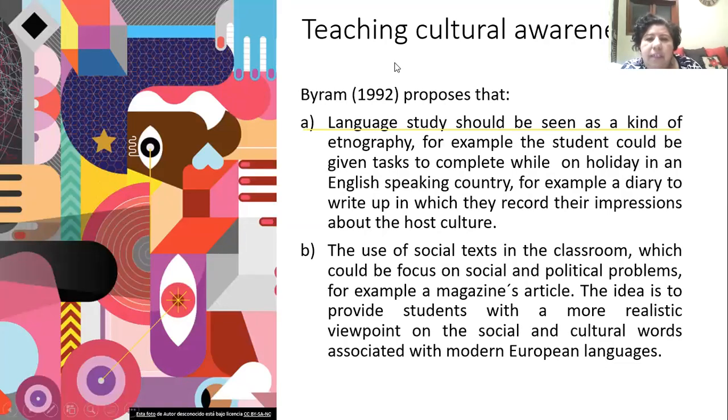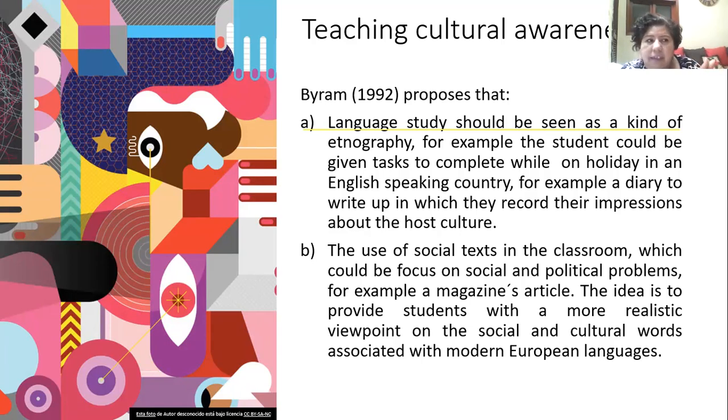We'll continue with this element. Byram in 1992 proposes that language study should be seen as a kind of ethnography. What's that? The students could be given tasks to complete while on holiday in an English-speaking country.